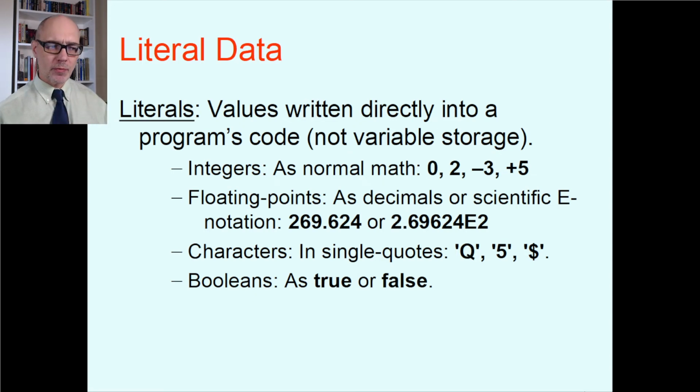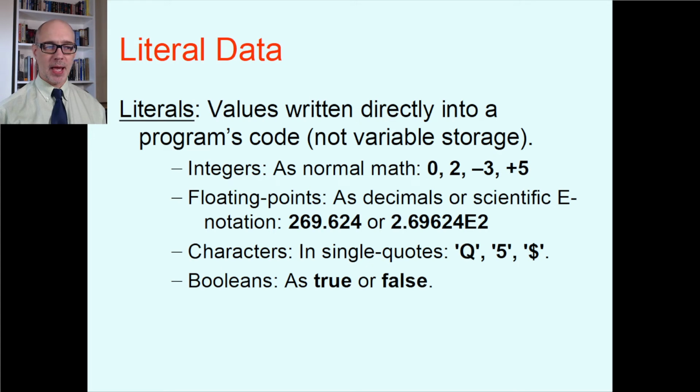So there's a different way of doing that for each of these 4 basic types of data. For integers, you just write them down as normal math, right? You can write a 0, you can write a positive, you can write a negative, you could actually write like +5 with the plus symbol. That's optional, you don't have to do that. Not too surprising.